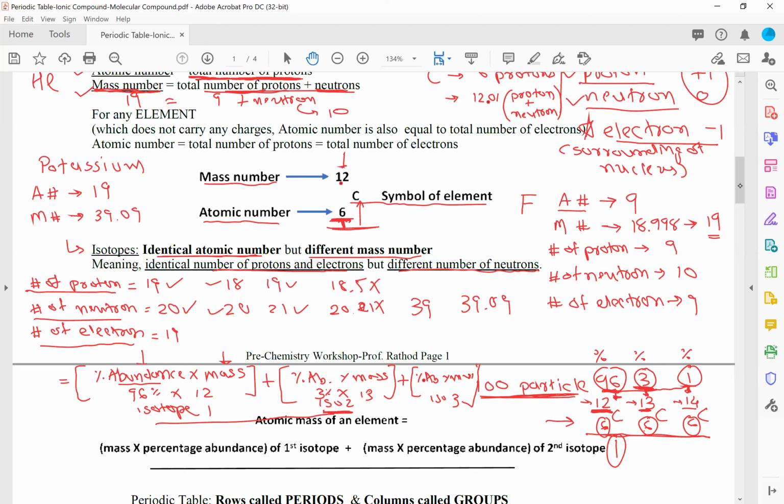You got it? And you can just keep on going, right? 1% in this case multiplied by 14. When you simply do this math, you will get your answer. And when you get this answer, it will have a decimal place in it. And that is the reason why the mass number, even though it just represents the number of protons and neutrons, has a decimal place in it.